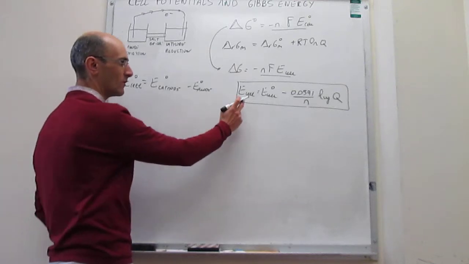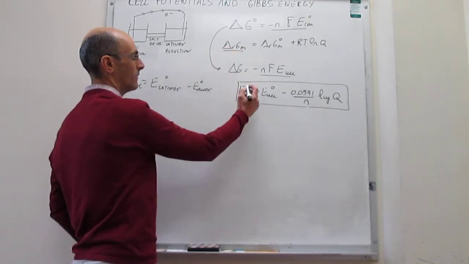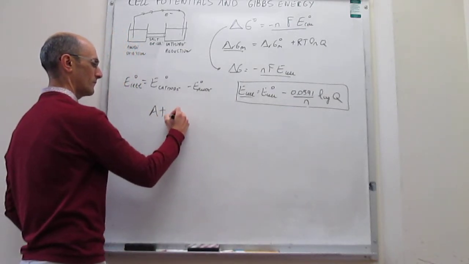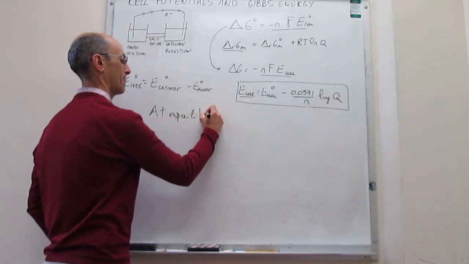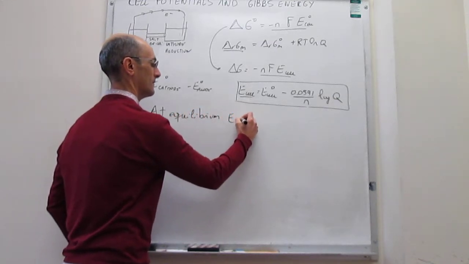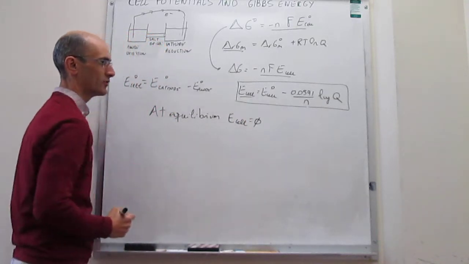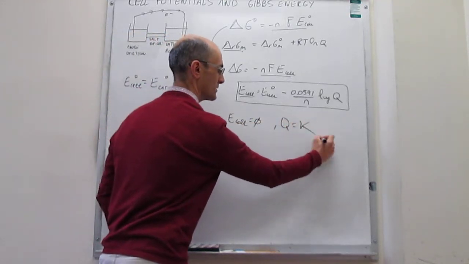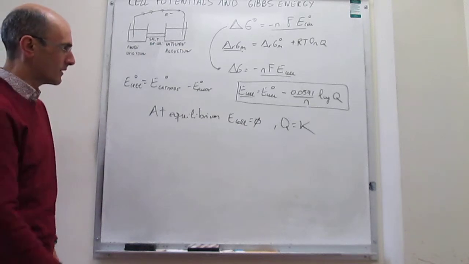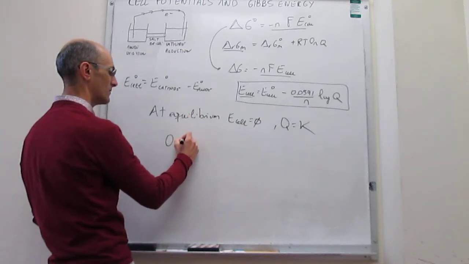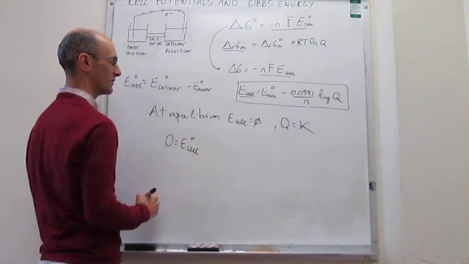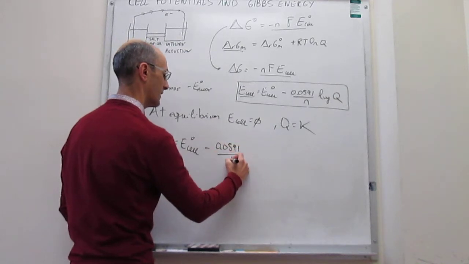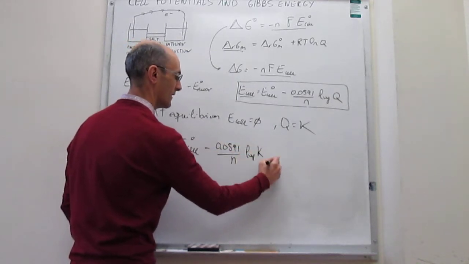Well, notice that at equilibrium, this is zero, and that means that you don't have any potential anymore. So at equilibrium, E cell is zero, no electromotive force. You have exhausted your battery. And then what also happens is that your reaction quotient, once you reach equilibrium, becomes the equilibrium constant. Okay, so then your Nernst expression turns into zero equals the potential of the cell under standard conditions minus 0.0591 over n based on logarithm of the equilibrium constant.